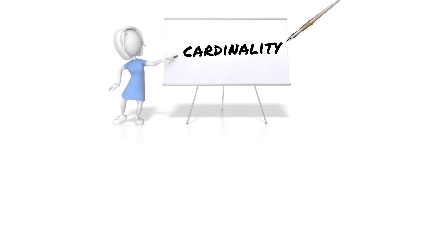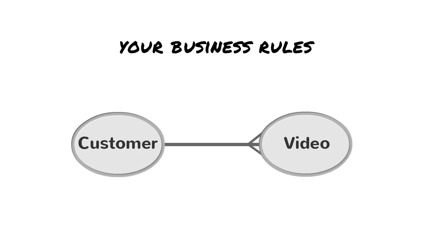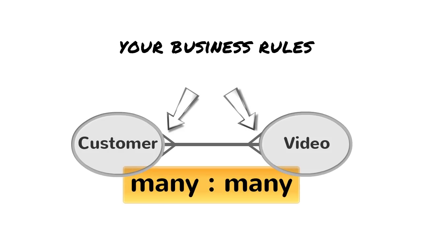We're going to represent the cardinality of the relationship by adding tiny "crow's feet" to the end of the relationship that can be plural. We assume that your business rules allow each customer to rent many videos. The crow's feet point towards the video entity. And each video can be rented by many customers. The crow's feet point toward the customer. This represents the many-to-many relationship. Both ends of the relationship line have crow's feet.